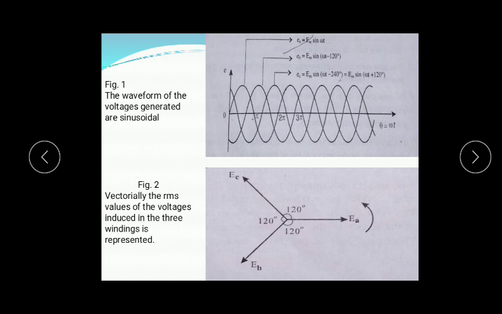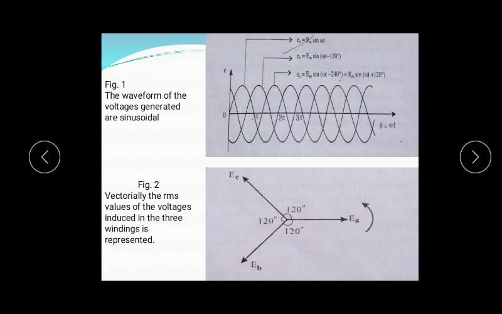Now, how are the 3 windings vectorially represented? When we say that the three coils placed in the stator are electrically displaced by 120 degrees with respect to each other, this is how the conductors are placed by this angle. This is my first coil, or the first winding, which is EA. This is EB. This is EC. From EA to EB it is 120, from EB to EC it is 120, from EC to EA it is 120. So these three coils are independent, and they are electrically displaced by 120 degrees.